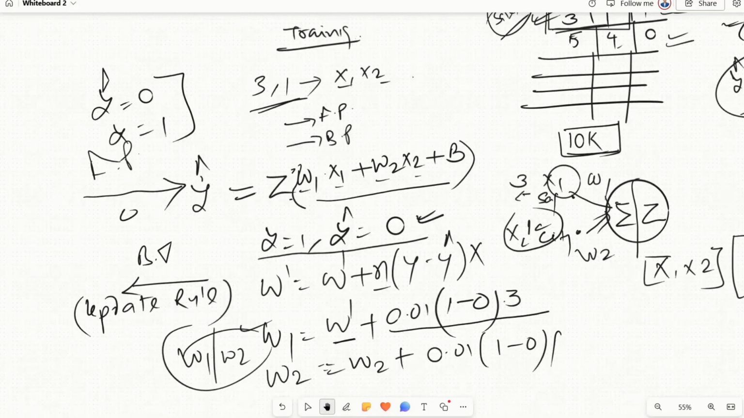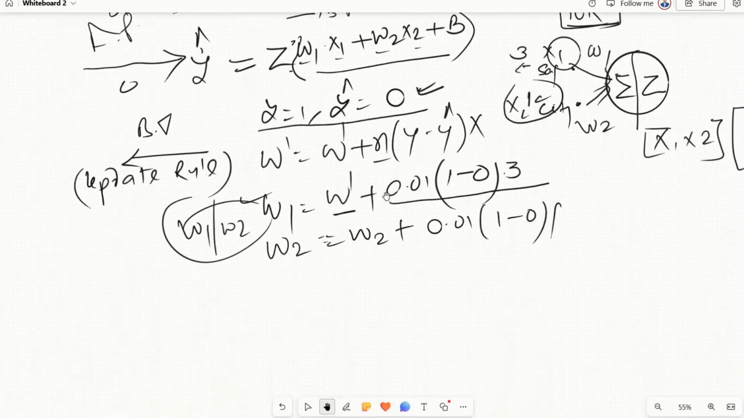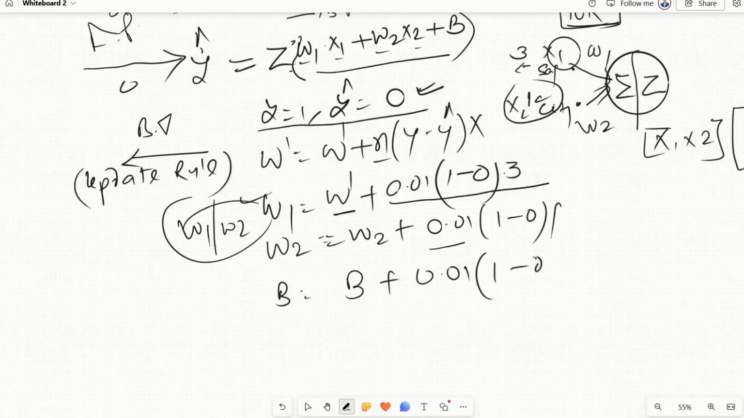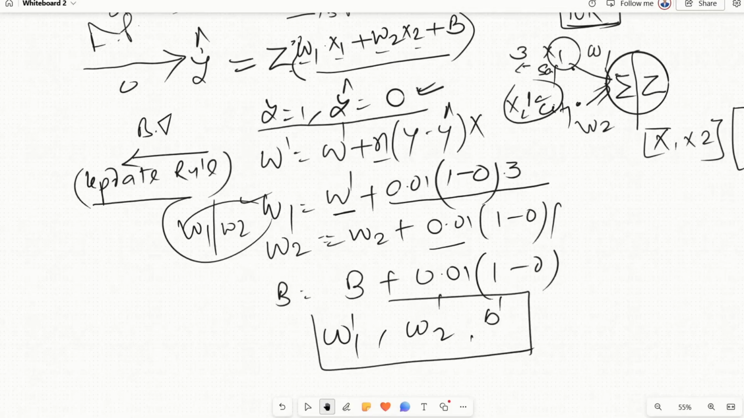Okay, and also you will find the B, right? So what is the B here? B old plus eta 0.01 and 1 minus y. Okay, this way you can see that applying the update rule, I got my new W, calling it W1 dash, W2 dash and B dash. So I find my new weight and bias for this point after the update rule.